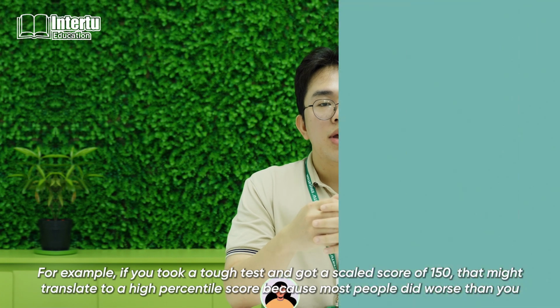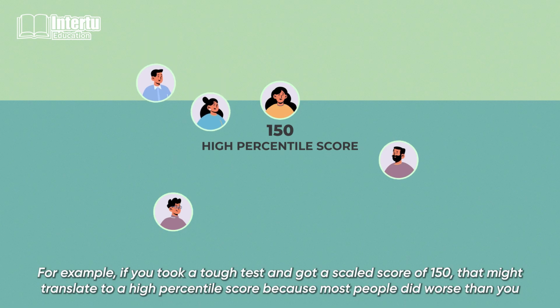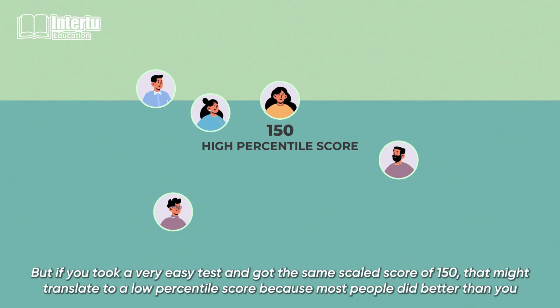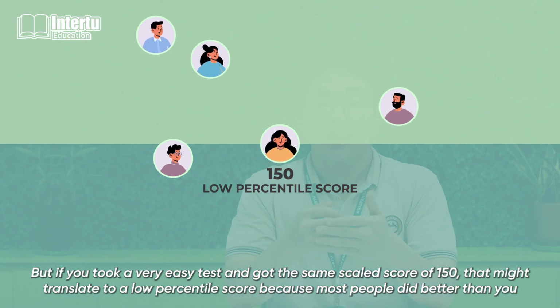Percentile scores can also vary depending on the difficulty level and the number of people who took the test. For example, if you took a tough test and got a scale score of 150, that might translate to a high percentile score because most people did worse than you. But if you took a very easy test and got the same scale score of 150, that might translate to a low percentile score because most people did better than you.